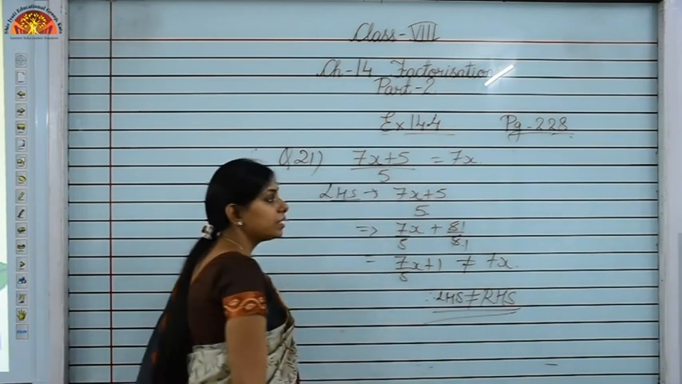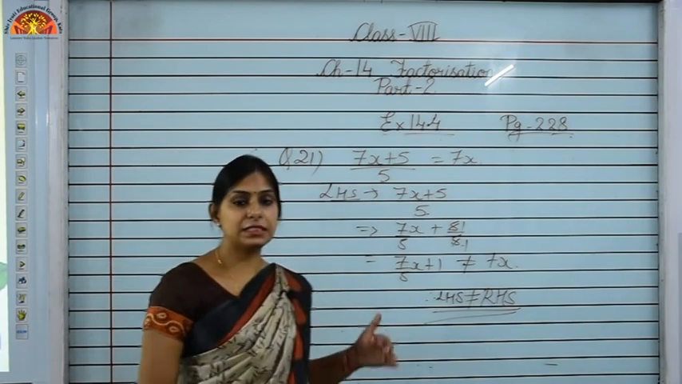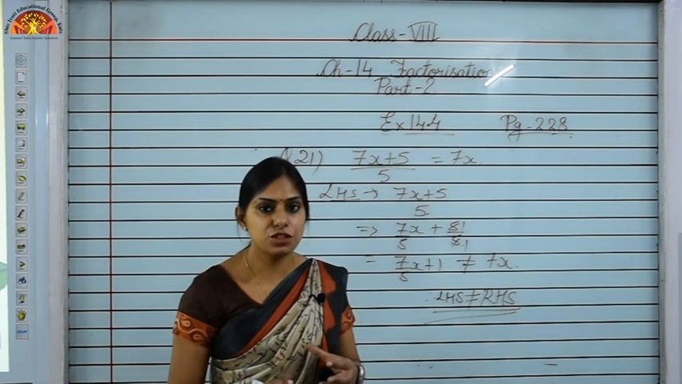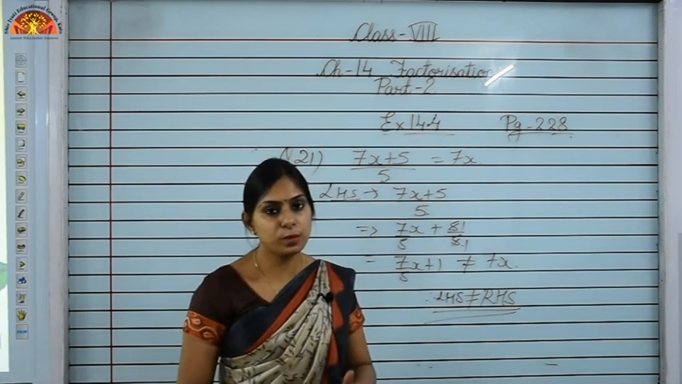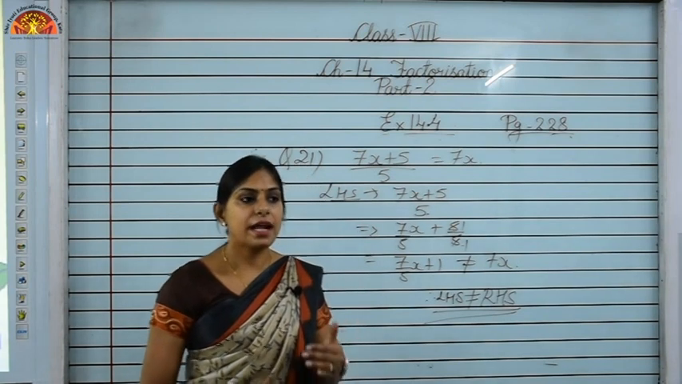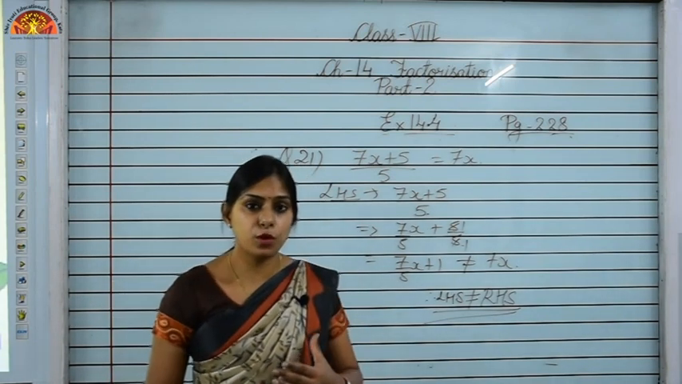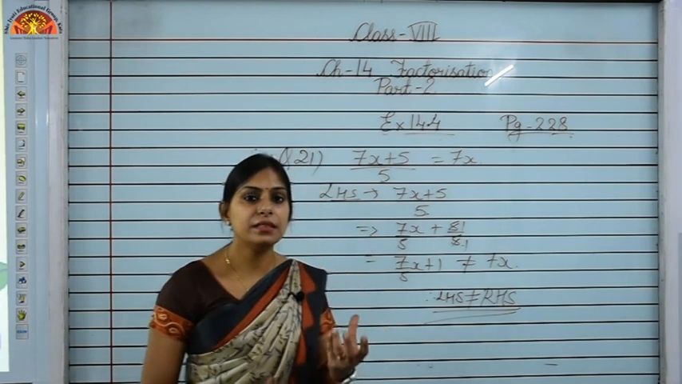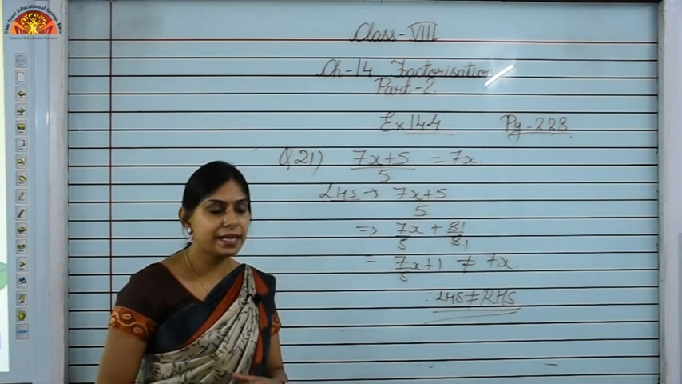So children, in this chapter we have learned the different methods of factorization. We have learned about the division method, that is division of a monomial with a monomial, division of a polynomial with a monomial, and the division of a polynomial with a polynomial. And last, we have learned about how to find the errors in the given algebraic expression.